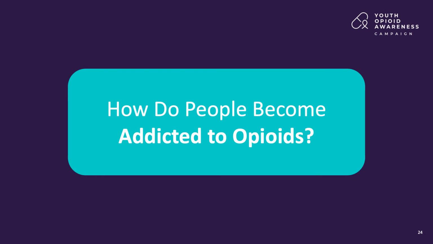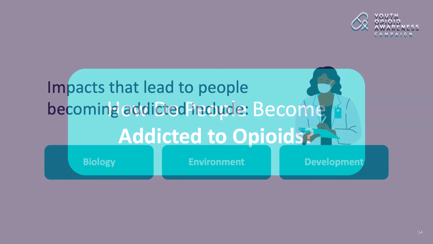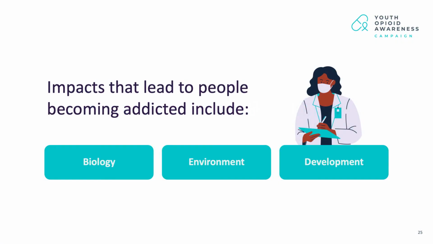How do people become addicted to opioids? Opioid addiction can happen to anyone. It can happen to you, to your parents, to your friends. Anyone is susceptible to addiction. There are a few factors that can influence whether someone may be more inclined to becoming addicted. This includes your biology, environment, and development.